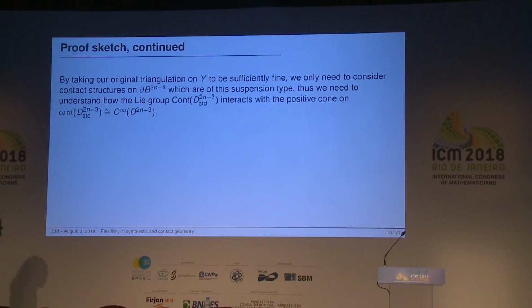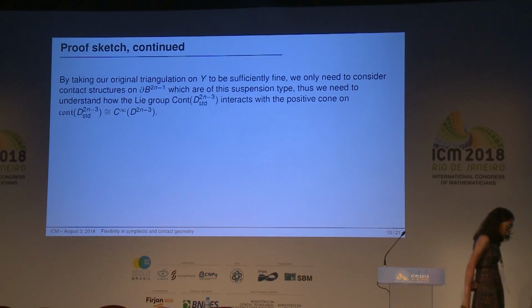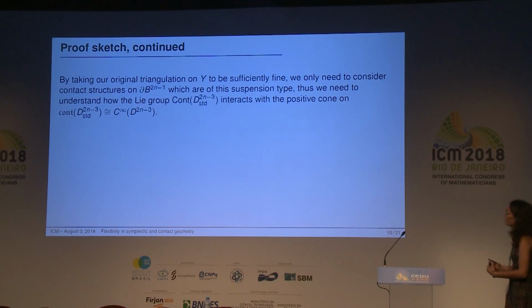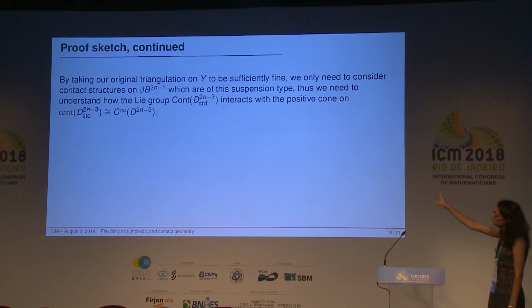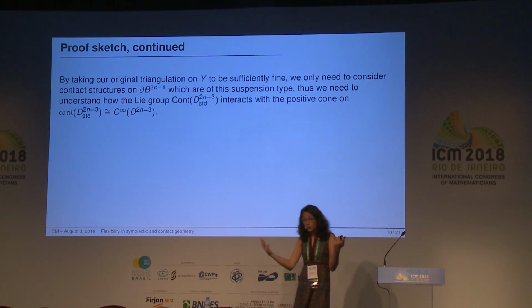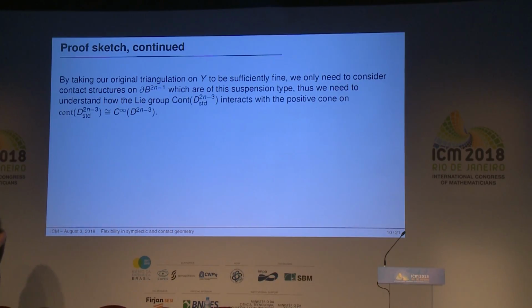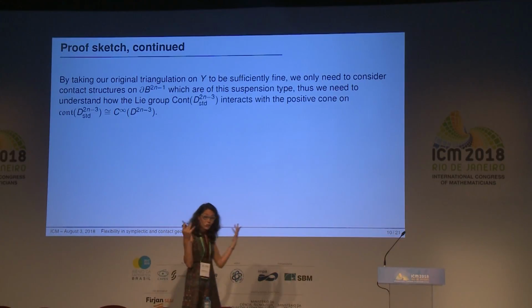And furthermore, I claim that these suspension types are general enough that those are the only ones that matter. So what I need to understand then is, there's something special about this Lie group, which is that since its Lie algebra is C infinity functions, it has this well-defined positive cone, and I want to understand how that relates to the Lie group structure, because things which are positive always extend.